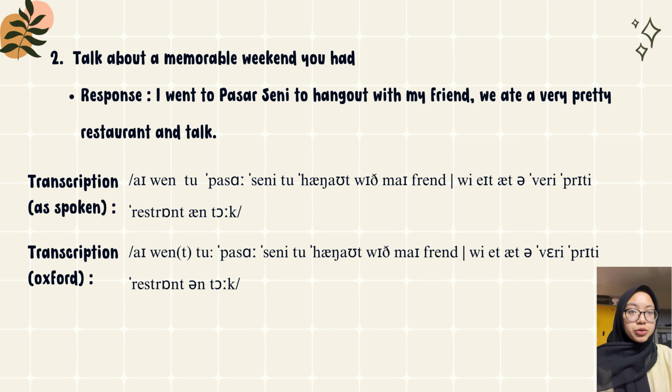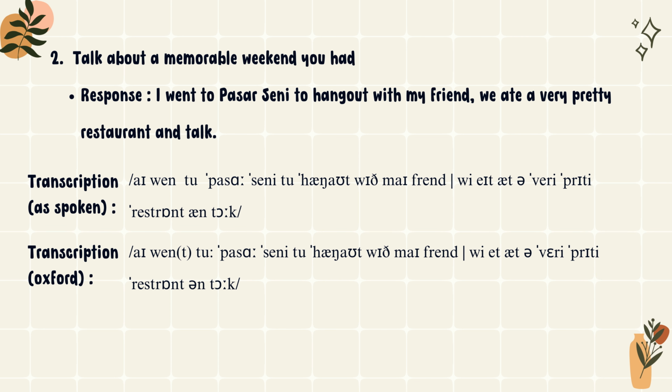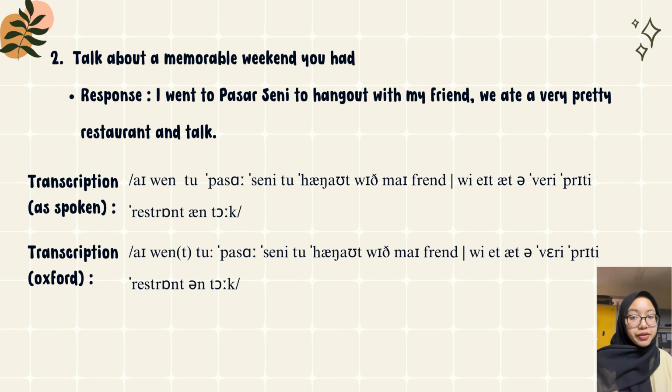Alright, for question 2, talk about a memorable weekend you had. So the participant response was, "I went to Pasasoni to hang out with my friends. We ate at a very pretty restaurant and talked." So the elision observed in this response is first in the word "went", where the "t" sound was dropped, so it was pronounced as "wen" instead of "went".